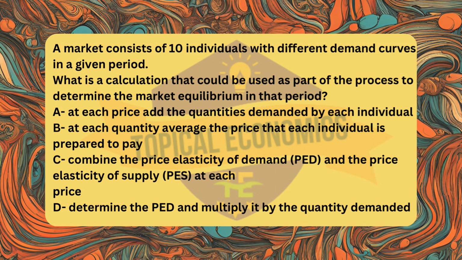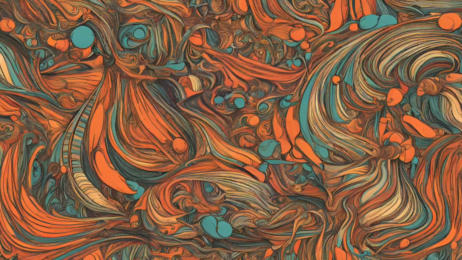Once the total demand is calculated, it can be compared with the market supply curve to find the equilibrium price and quantity, where supply equals demand. The other options, B, C, and D, do not directly relate to the calculation of market equilibrium in this context. Moving to the fifth question.